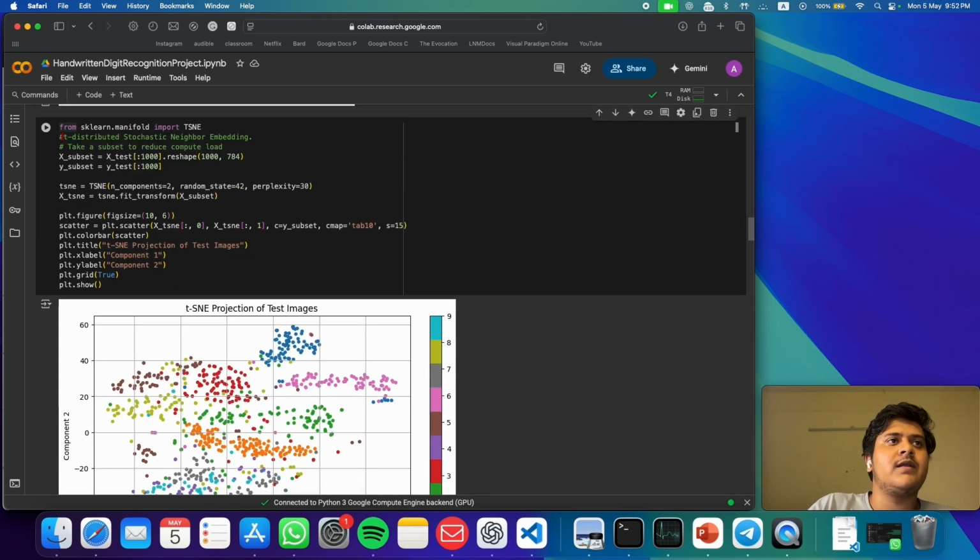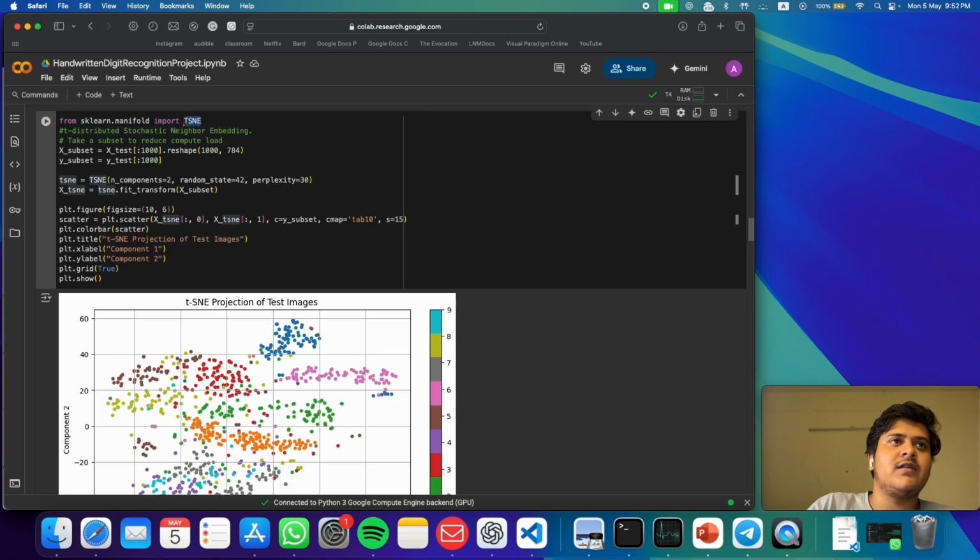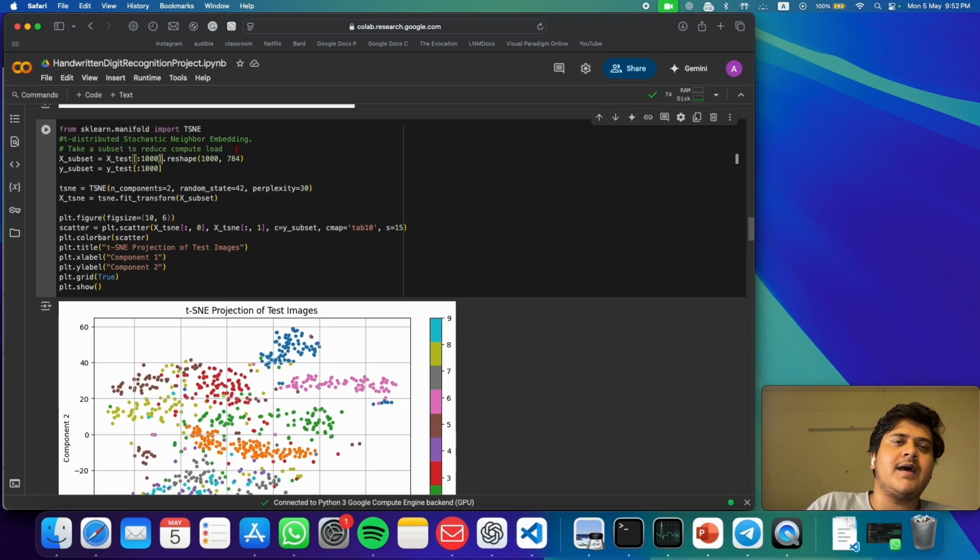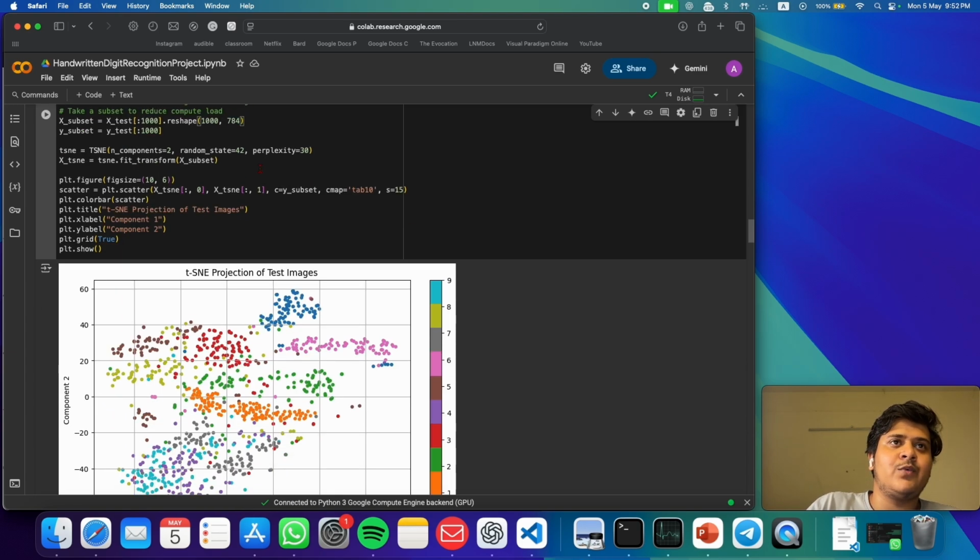Okay, so now moving forward, we will look at the t-distributed stochastic neighbor embedding. We've imported this TSNE algorithm from scikit-learn, and we've done this only for 1,000 data points because we've done this just for plotting purposes. And this had a shape of 784 pixels because each image in the dataset is 28 by 28. We've compressed this into just 2 dimensions, as mentioned here.